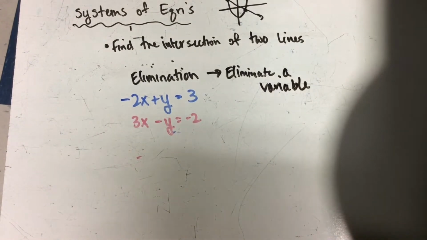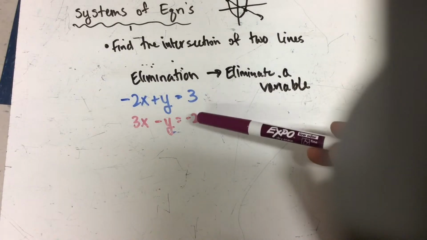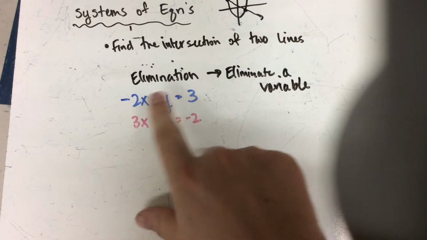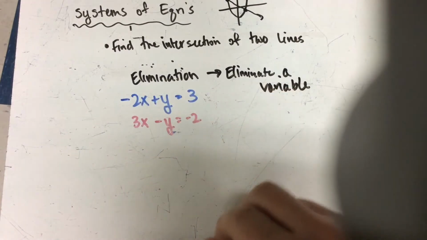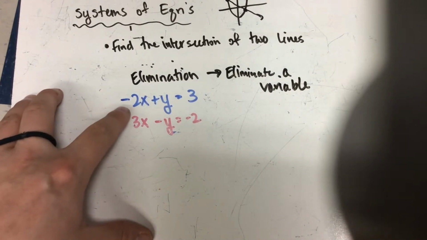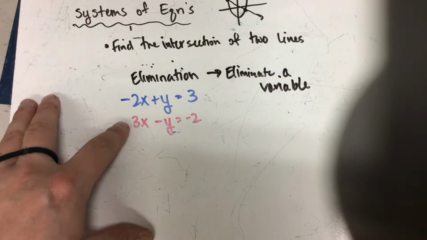Tonight's practice and the elimination packet is pretty much dealing strictly with elimination. What we want to do in elimination is look at the blue and the pink equation and ask, do any of the variables have the same coefficient out in front? The blue here has a negative 2 and a 3.